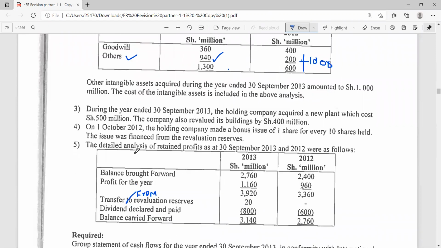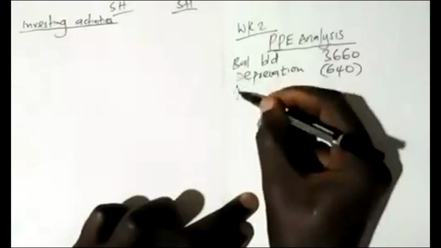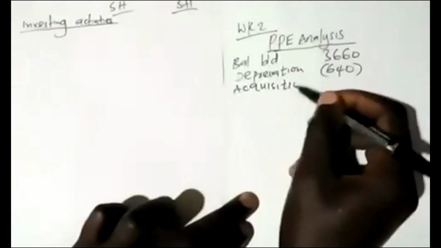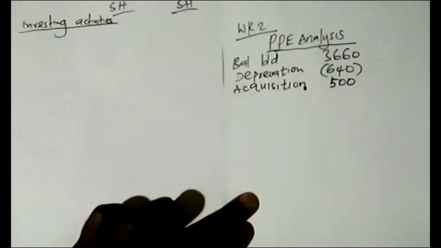So number 3: during the year, on 30th September 2013, the holding company acquired a new plant which cost 500. So there's a new plant which was acquired, and we have to record the acquisition of the new plant. Also they say the company revalued its building by 400. So you have to record the acquisition of 500 of a plant and the revaluation of the building. Both of those assets affect your PPE. They are tangible long-term fixed assets. So the acquisition of that plant, 500, increases this value.